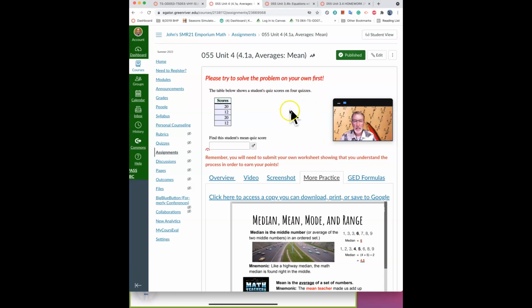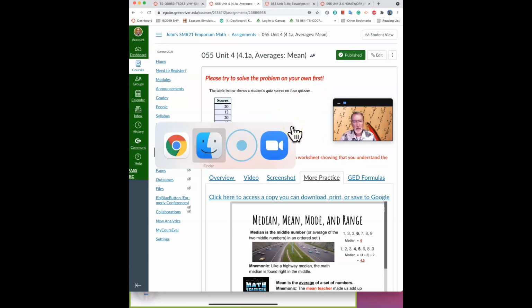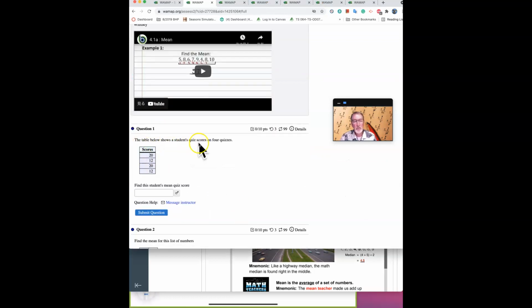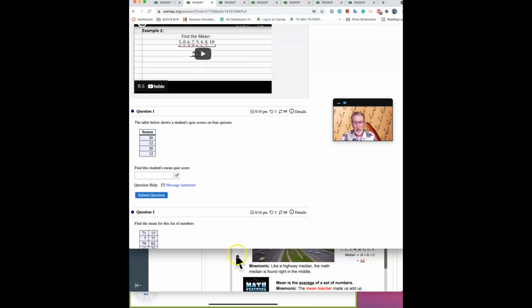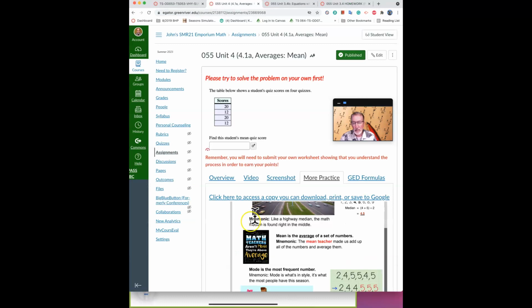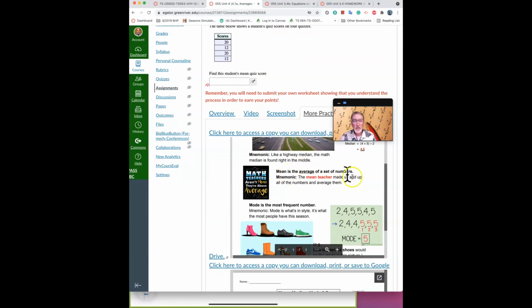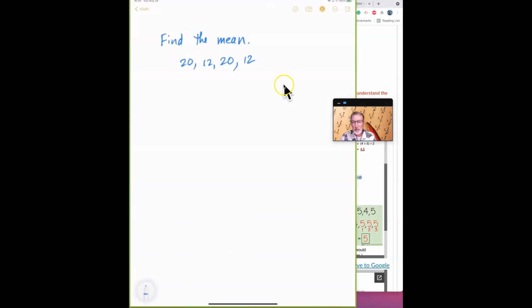Let's take a look at the problem. Problem today is the table below shows a student's quiz scores on four quizzes. And we have to find the student's mean quiz score. So the mnemonic here is for mean. Mean is the average of the numbers. And so the mnemonic is the mean teacher made us add up all the numbers and average them. So you can remember mean means to add up all the numbers and average them.